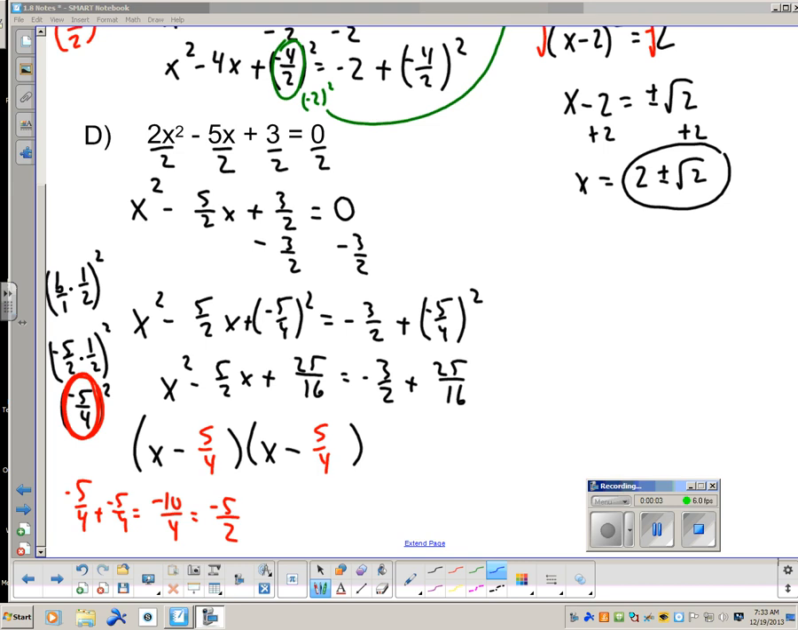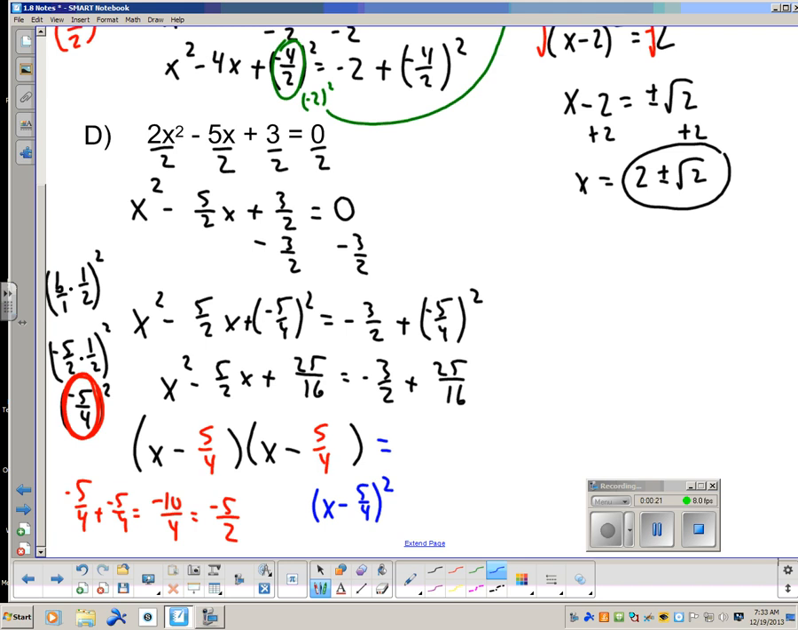All right, so continue with this. We've got x minus 5 fourths there times x minus 5 fourths, and we're going to put that together. We're going to say it's x minus 5 fourths squared because there's two of them being multiplied.